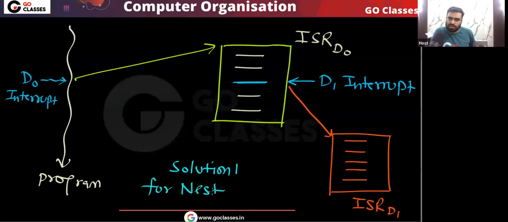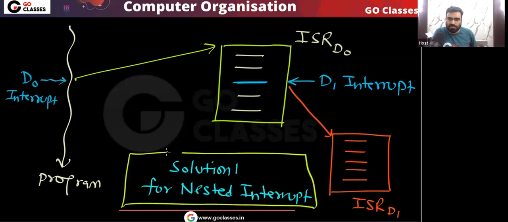Tell me, in this solution, is there any problem? Do you find any problem in this solution? This is solution one for nested interrupts. So yes, there is a problem.